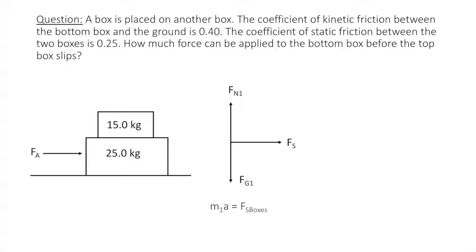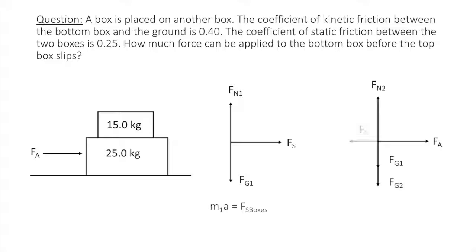Now that we're done with the top box, let's analyze the bottom box. There is Fn, the normal force, which acts perpendicular to the surface. There is Fg, force of gravity, which acts straight downwards. There is Fa, force applied, which is what you're solving for.